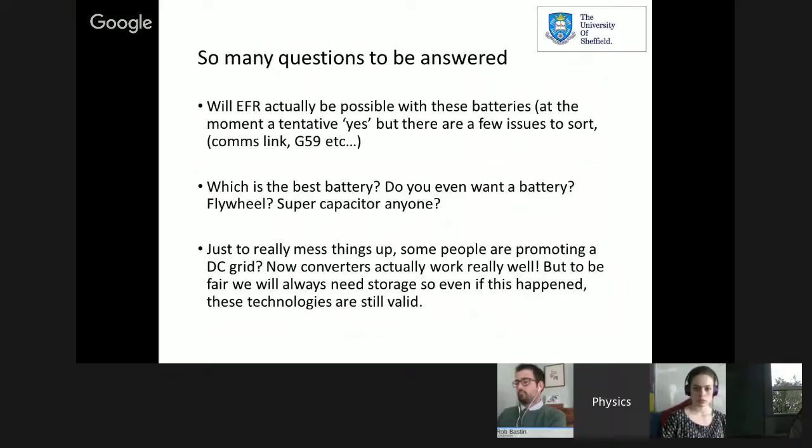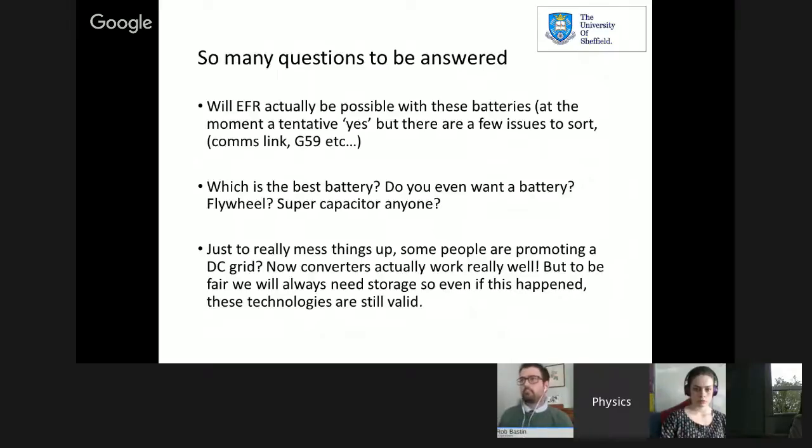And just to finally really mess everything up, some people are now promoting going to a DC grid, which would make possibly all of this completely pointless. But that's not really the case, because even if we did, which I don't suspect we would, not in the short term at least, even though we could do that technically now, there's other problems associated with that. And also, we will still always need some kind of battery storage system, or definitely energy storage system.